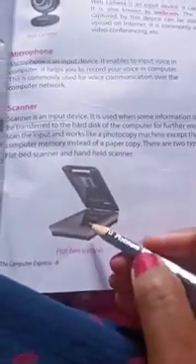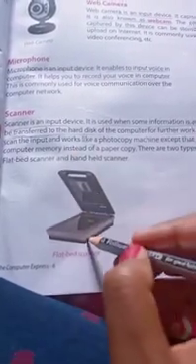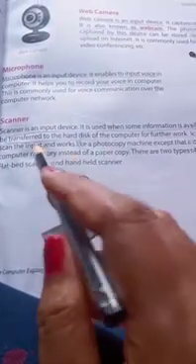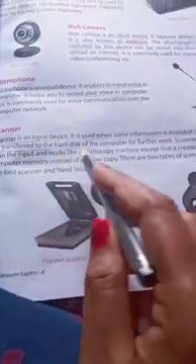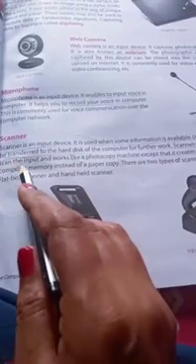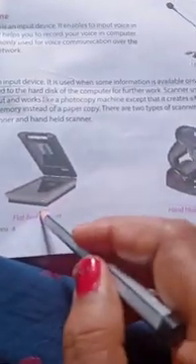And scanner, sometimes you want to put the soft copy of your image in the computer. So for that we are using the scanner. So scanner is an input device. It is used when some information is available on paper and it is to be transferred to the hard disk of the computer. We have two types of scanner, flatbed scanner and handheld scanner.